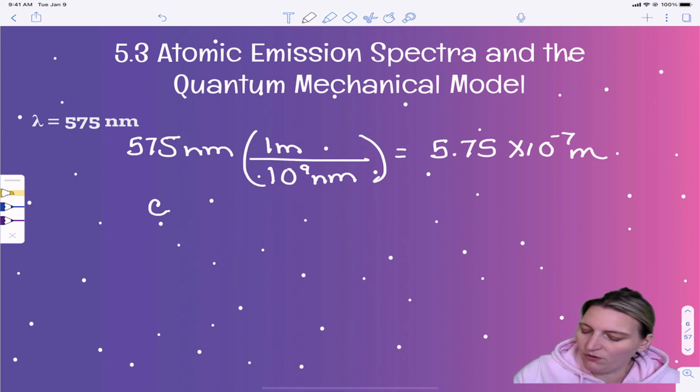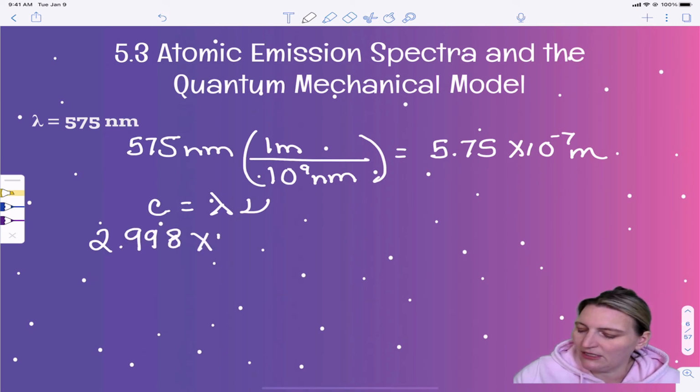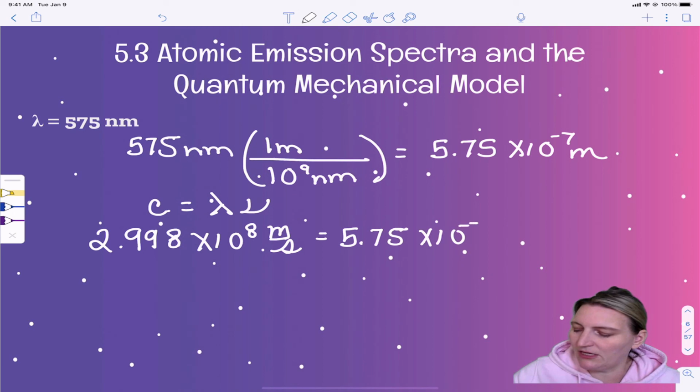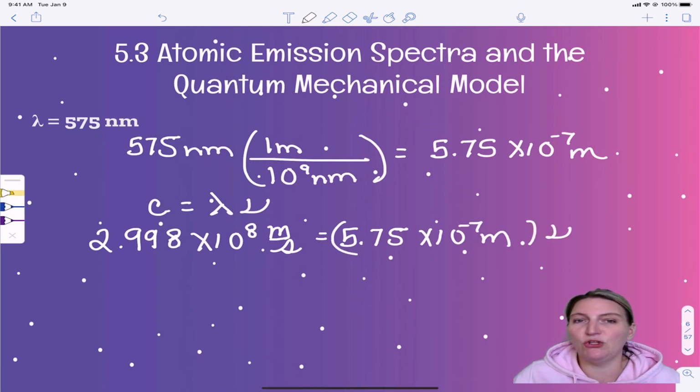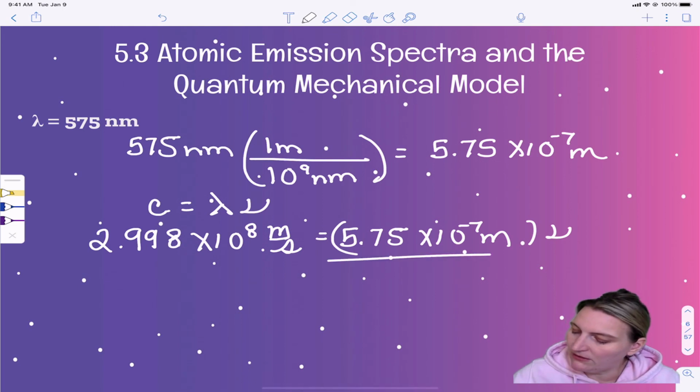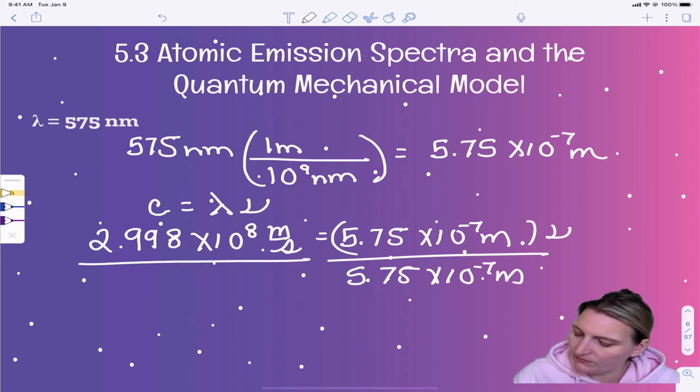Now I use my formula. Speed of light equals wavelength times frequency. The speed of light is 2.998 times 10 to the positive 8 meters per second. My wavelength is 5.75 times 10 to the negative 7 meters, and I'm solving for nu, for my frequency. Divide both sides by 5.75 times 10 to the negative 7 meters.